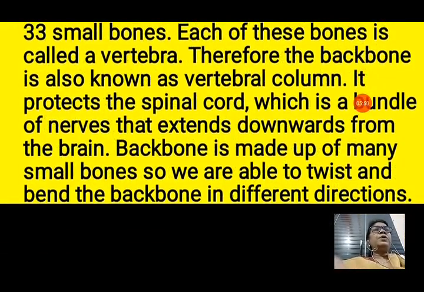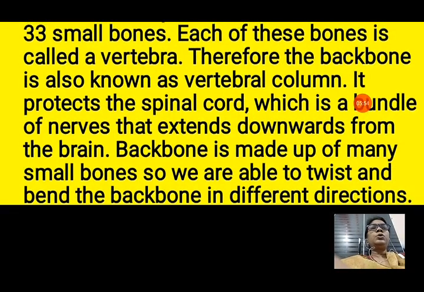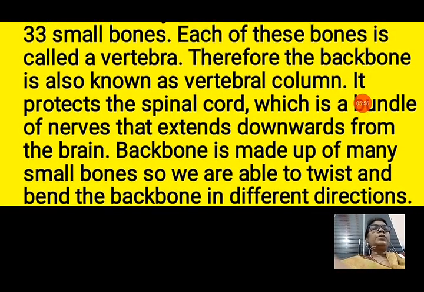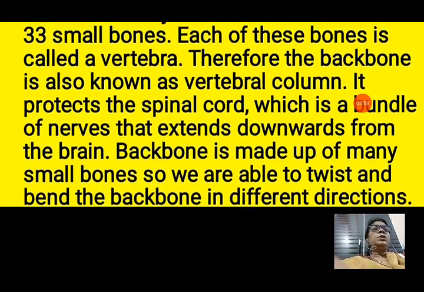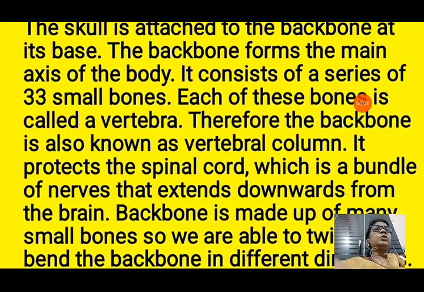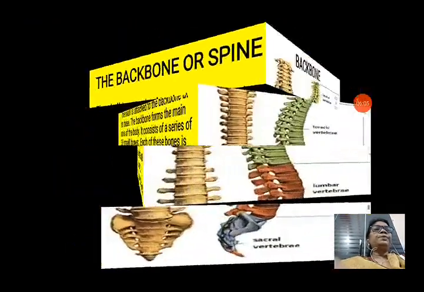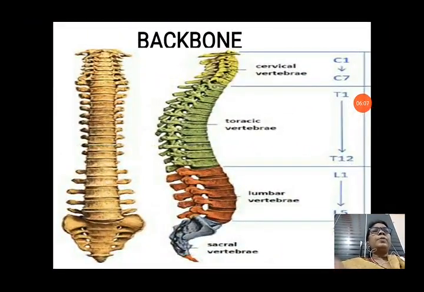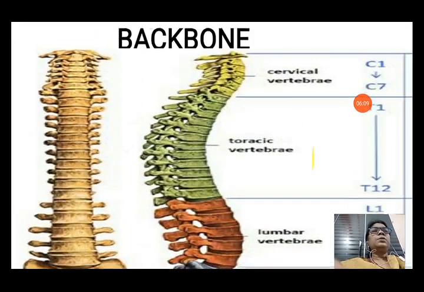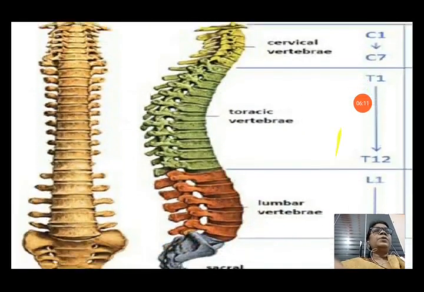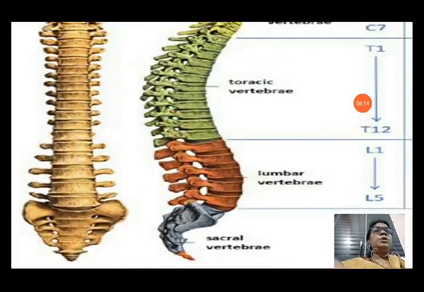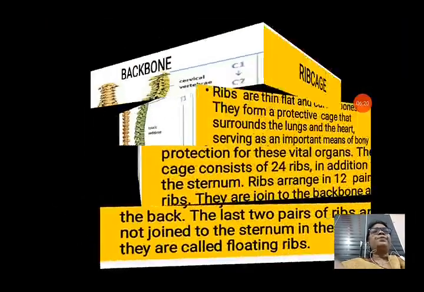If the backbone were made up of only one single bone, we would not be able to bend our body or twist our body. Since it is made up of small bones, we can bend and twist our body. You can see the structure of the backbone here, with different types of bones: cervical vertebrae, thoracic vertebrae, lumbar vertebrae and sacral vertebrae. These are all different types of vertebrae present in our backbone.